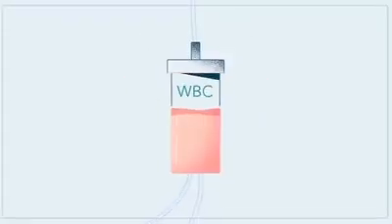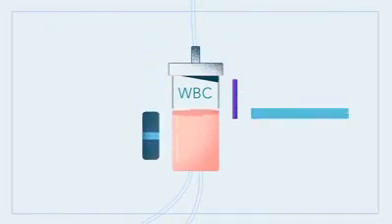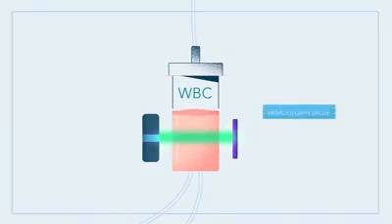When the hemoglobin is released from the red blood cells, it's possible to measure it by the absorption of light in the measuring chamber. The level of light absorption correlates to the hemoglobin value.